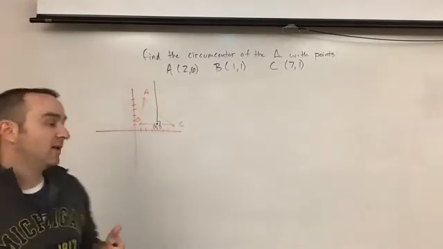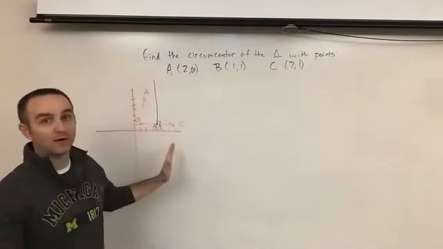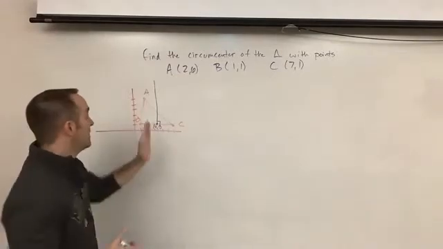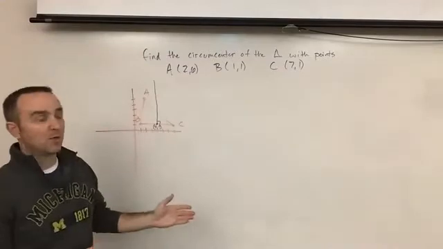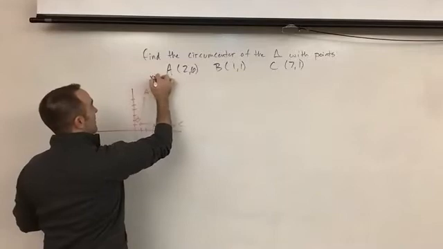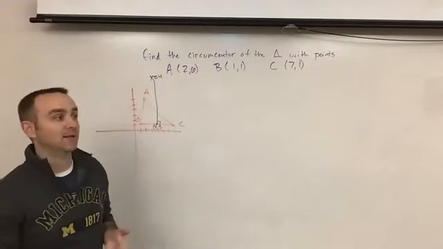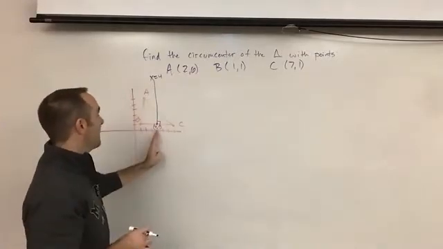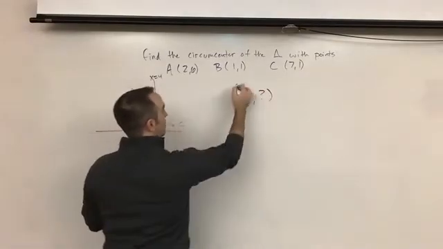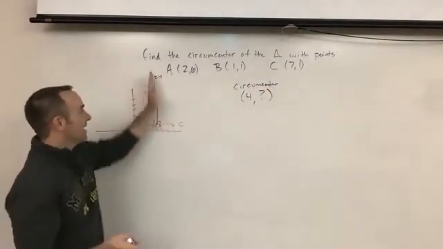So that's going to tell me that my circumcenter has to be on this line somewhere, right? Because all three lines are going to be concurrent. They're going to cross at one singular point. So that point has to be on this line somewhere. Well, this line, x is always 4, right? The equation of this line is x is equal to 4. So I know already that my circumcenter is going to be 4 comma something. I know this is going to be my circumcenter. 4 comma something, because it has to be on that line.